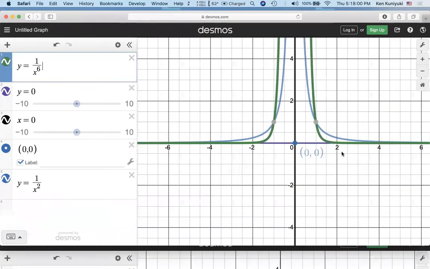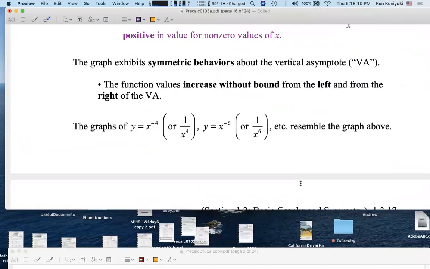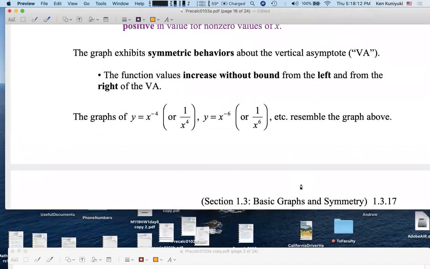Oh, and by the way, we have the same asymptotes. The x-axis is an HA, the y-axis is still a VA. Now, at this point, you should be able to graph anything of the form y equals x to an integer. Next, what about y equals x to some other rational exponents?